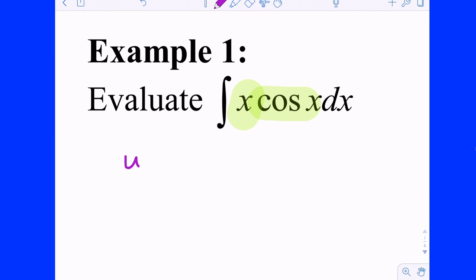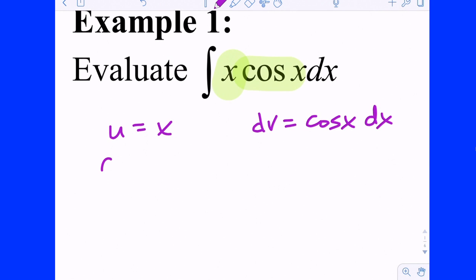You could say let u equal x, and that means that dv is going to equal the other factor, cosine of x. If you want to throw the dx in there, that's fine. This is integration by parts. We're going to separate the two factors into two parts. One we're going to differentiate, the other we're going to integrate.